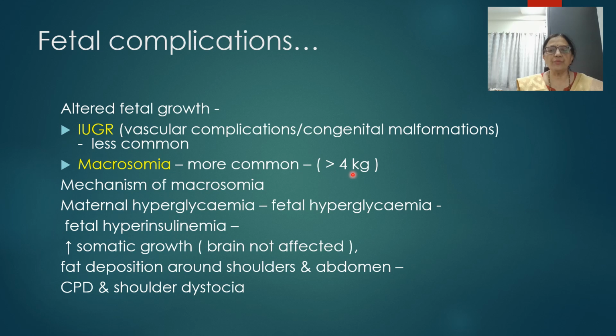By definition, macrosomia is a birth weight of the baby more than 4 kg. What is the mechanism why macrosomia develops? Maternal hyperglycemia leading to fetal hyperglycemia. Fetal hyperinsulinemia. Insulin acts as a growth factor. There is more of somatic growth. The brain is the only tissue which is not affected. Otherwise, there is fat deposition in all the tissues in the fetus. Fat deposition is especially more around shoulders and abdomen, and that is the reason there is more possibility of CPD as well as shoulder dystocia.